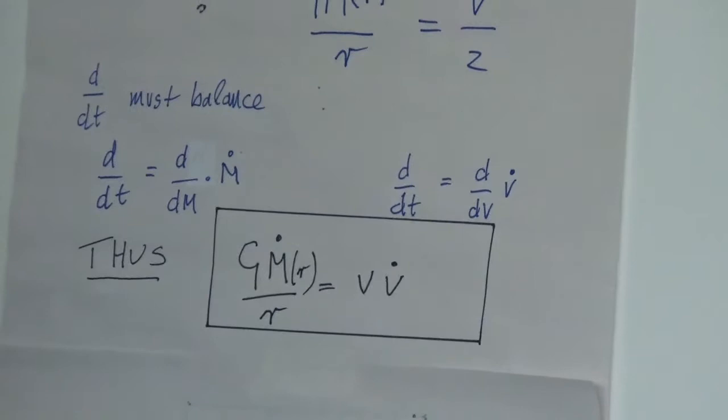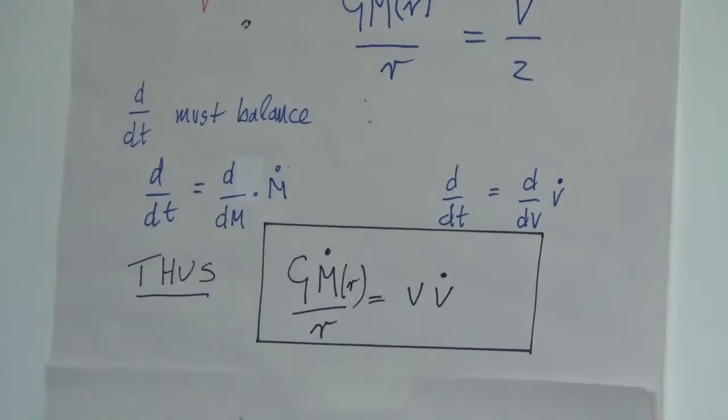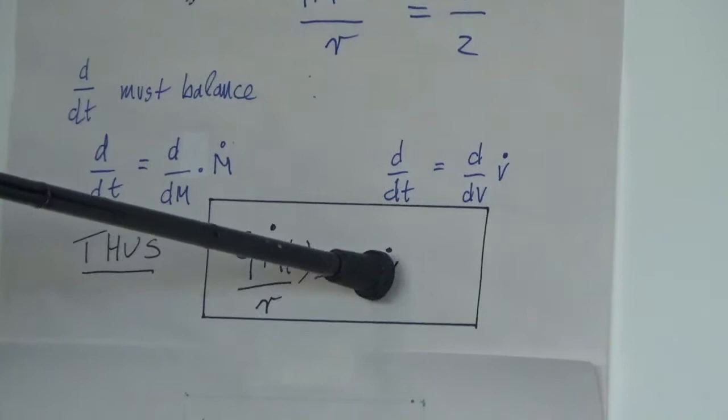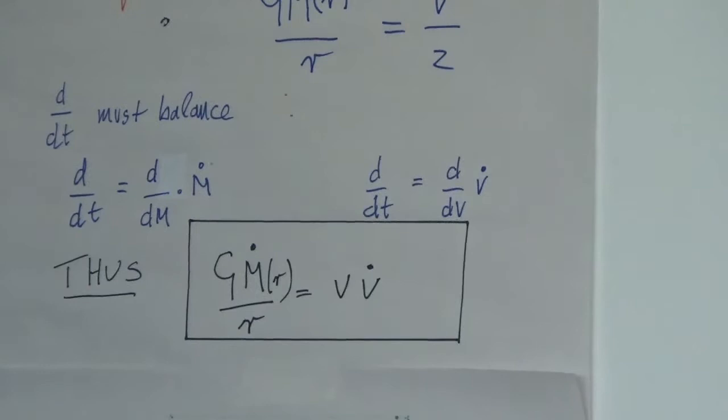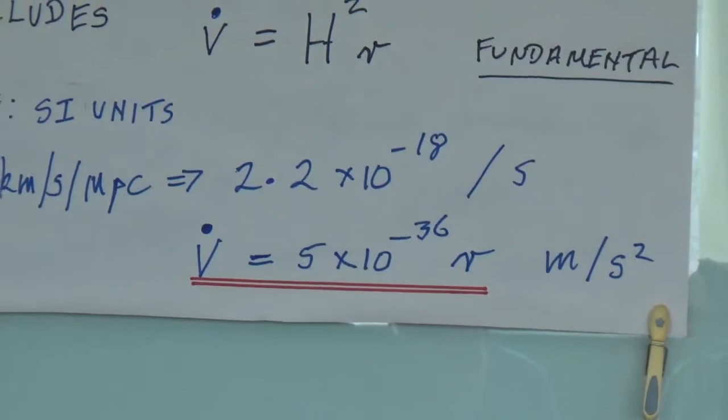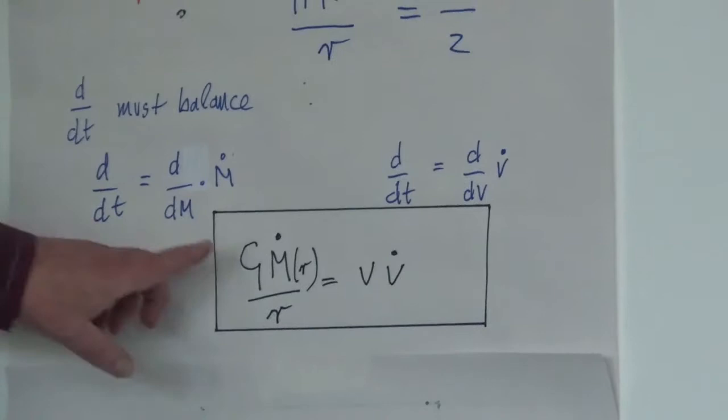Now, m dot could be anything. V is given by the Hubble law. What should we do about that? Can the acceleration be anything, or are we going to put something in there? An expression which seems to be fundamental. So let's put it in, and m dot here is the time rate of change of dark matter.